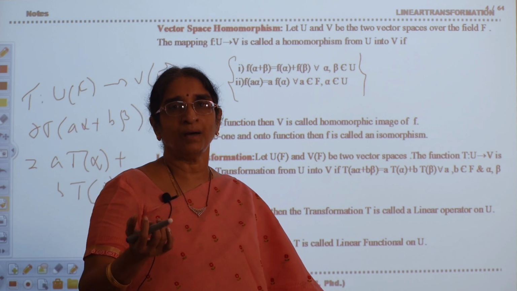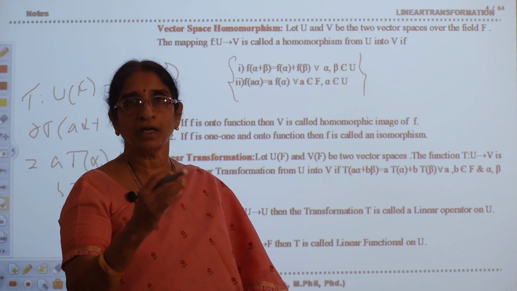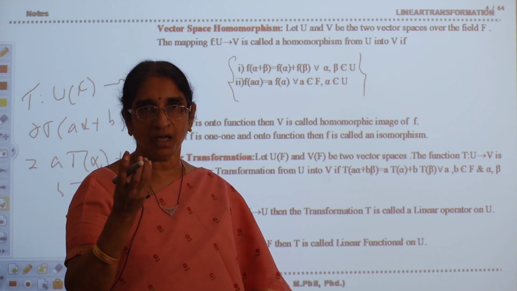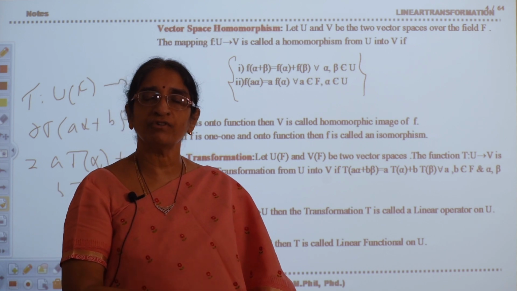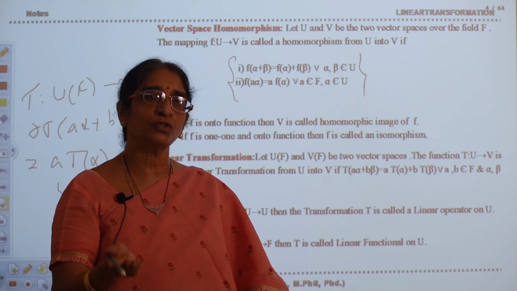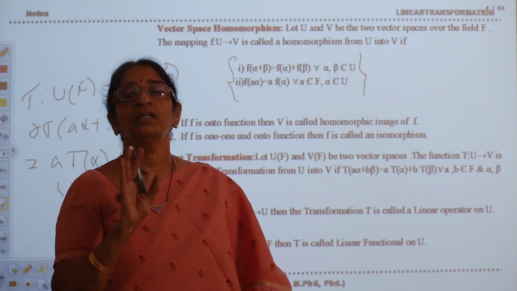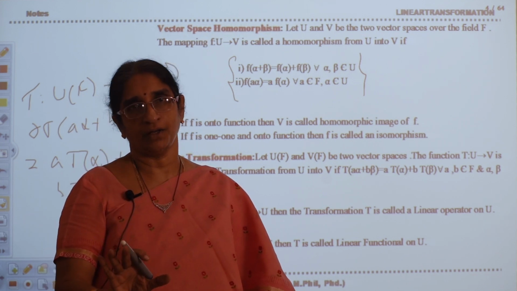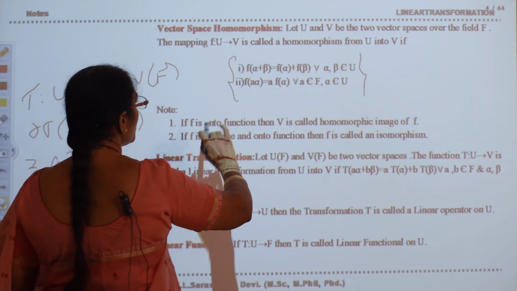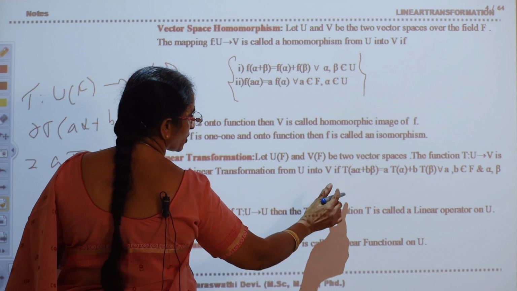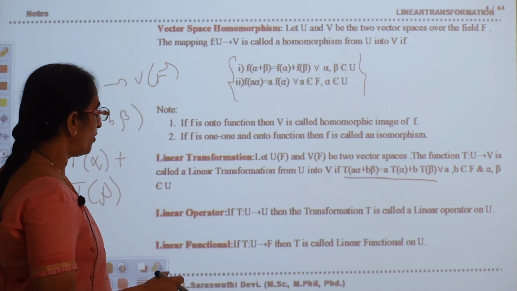If T is a mapping from the vector space U to V, when U and V are defined over the same field, if T satisfies the property T of a alpha plus b beta is equal to a into T of alpha plus b into T of beta, then T is said to be a linear transformation. Is it okay? Now, there is no difference between this definition and the earlier definition. Both are the same, but this is put in a more general form.